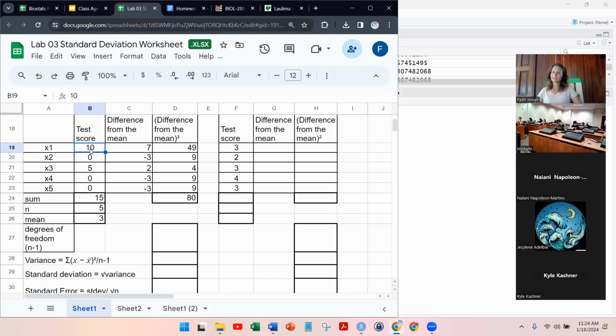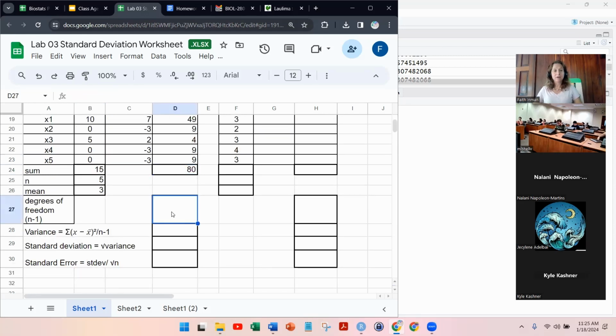The range goes from 10 to 0. That's a much bigger range. So our sum of square differences is also bigger. And now when we calculate the degrees of freedom, we already know that's going to be 4, right? That's equal to the number of samples minus 1.